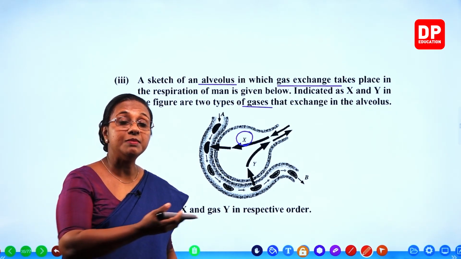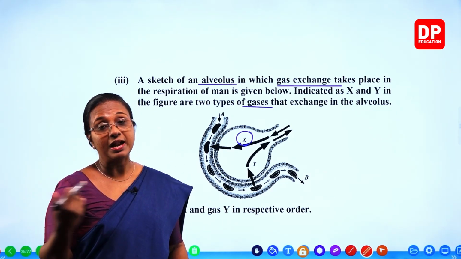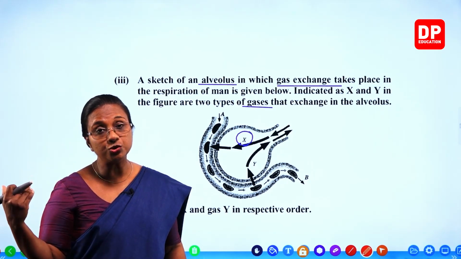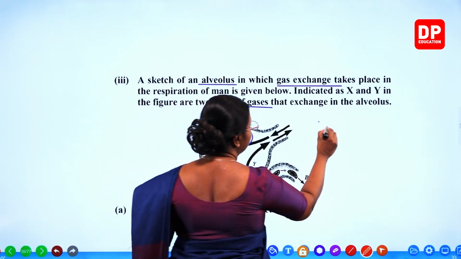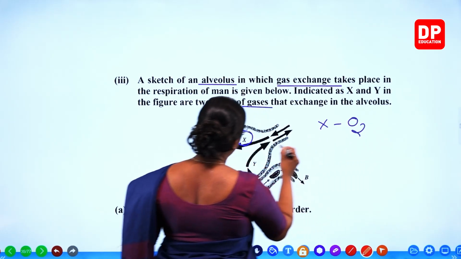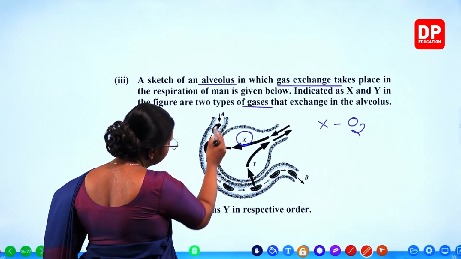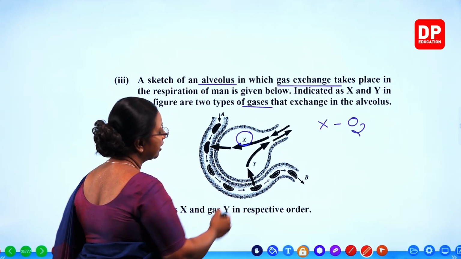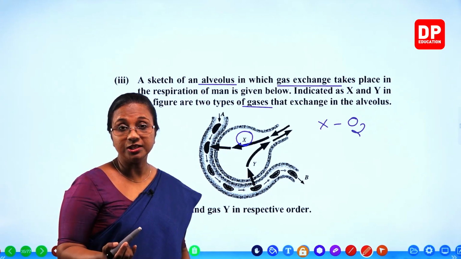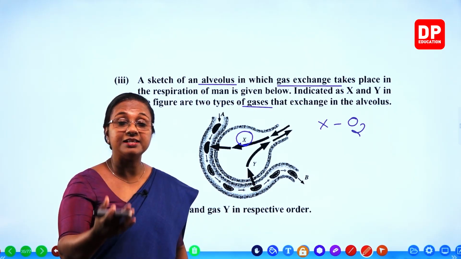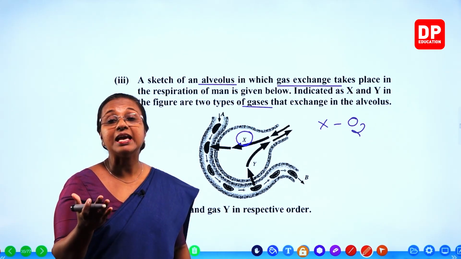That is what will be exchanged into blood. Oxygen will diffuse into blood. So X has to be oxygen. And then you can remember with blood, there is both carbon dioxide and water vapor that is there as excretory materials in the exhaled air.